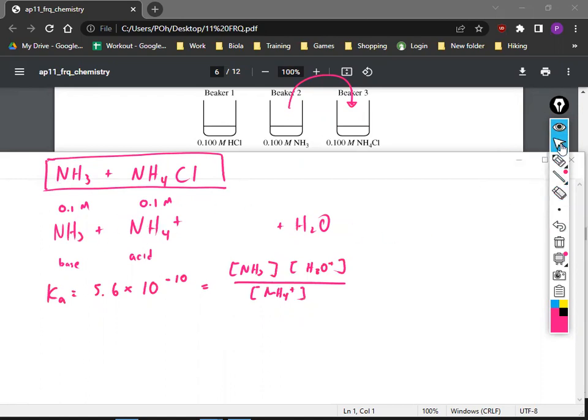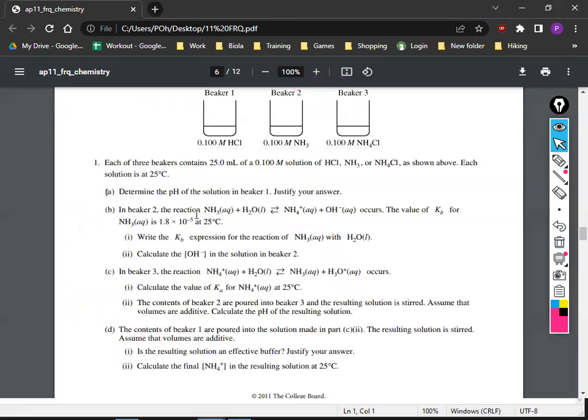Now, we saw earlier that there are two reactions that can go on. The first one is this reaction right here where NH3 reacts with water. And the second reaction is where NH4+ reacts with water. The only difference is that one acts as an acid and one acts as a base. Does that part make sense?